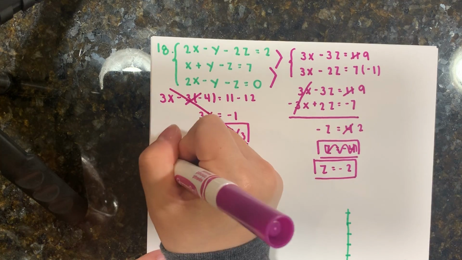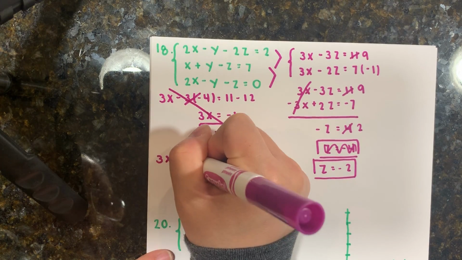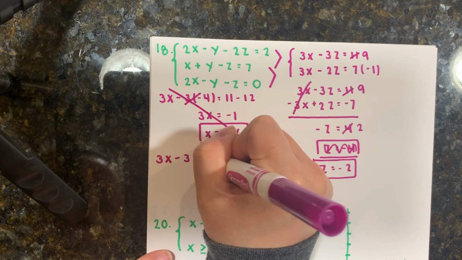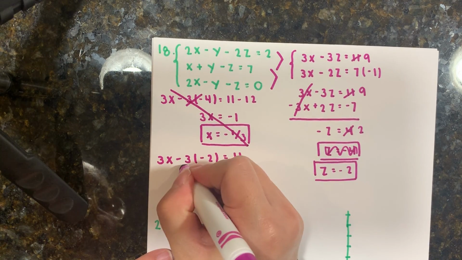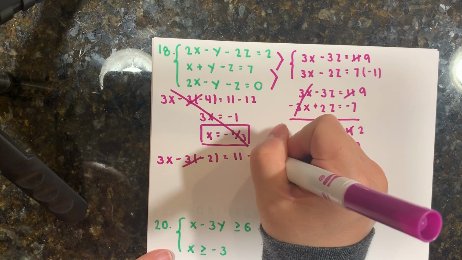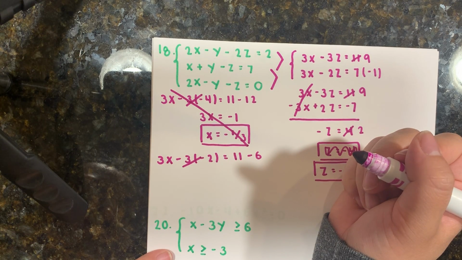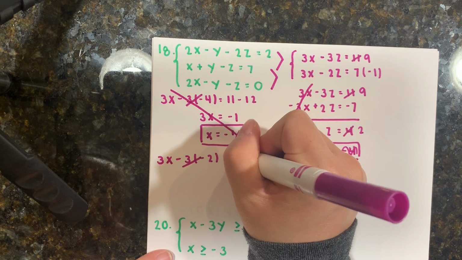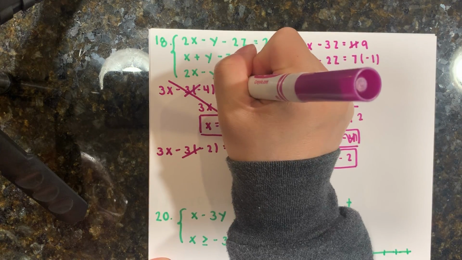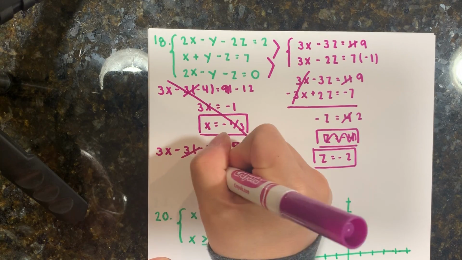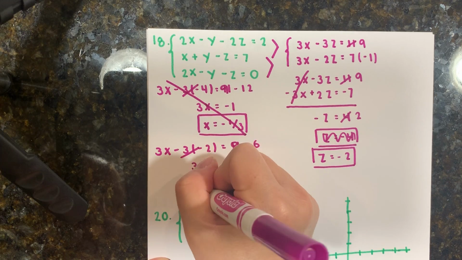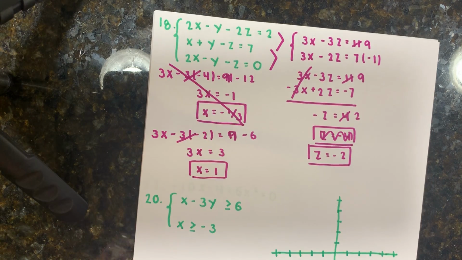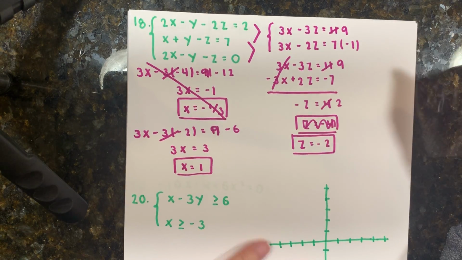And then I would have 3x minus 3 times negative 2 equals 11. Negative 3 times negative 2 is 6. So I would subtract 6. Again, this should be 9. So then this would be 3x equals 3. So then x is equal to 1. Sorry for the confusion there. Kind of messed myself up too.